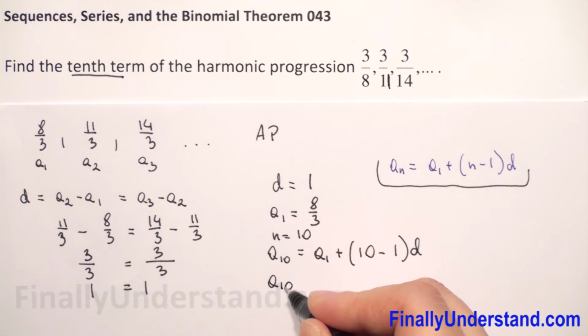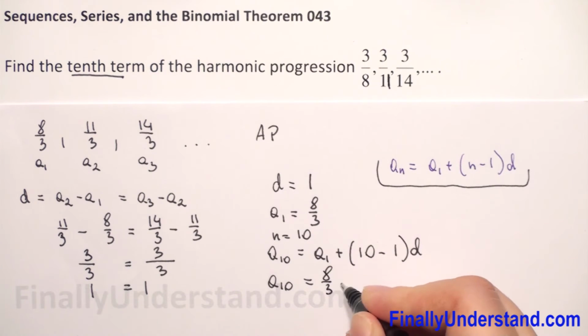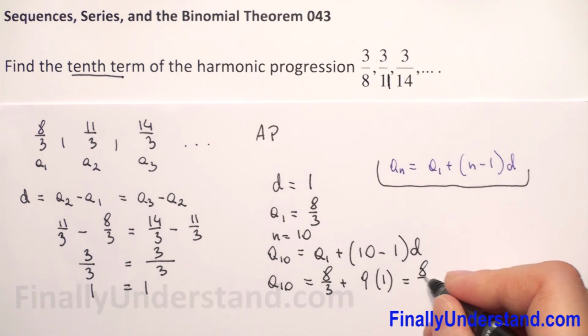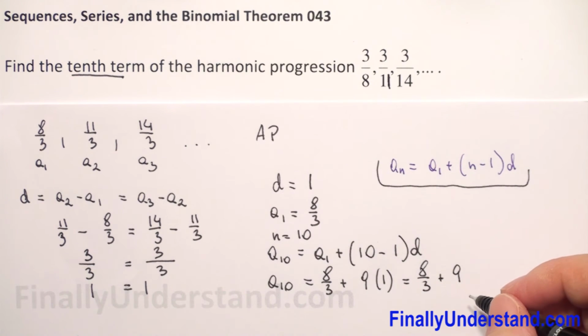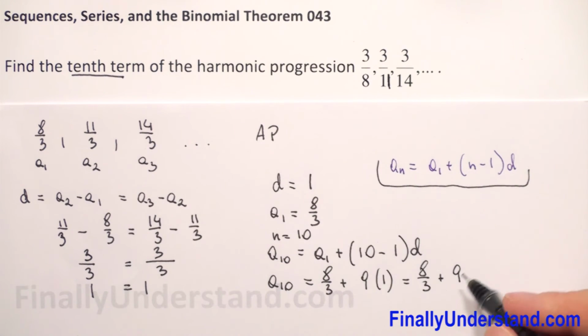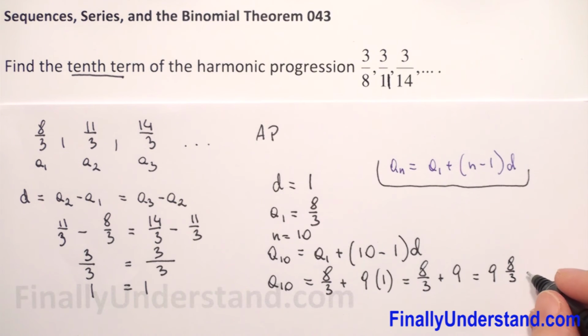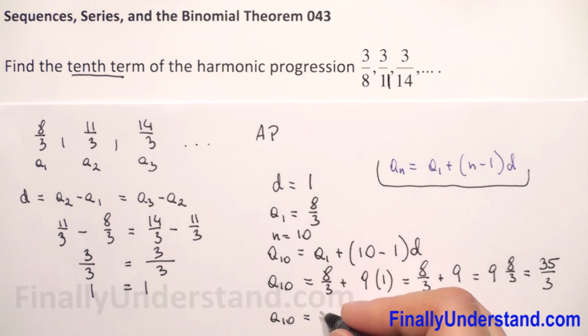So a10 will be what? a1 we have is 8 over 3, plus 10 minus 1 is 9, and d we calculated is 1. So this is equal to 8 over 3 plus 9 times 1 is 9. Because we have fractions here, we will change this to a fraction, because 8 over 3 plus 9 is 9 and 8 over 3. The denominator is 3, we copy it. We have here a mixed number, so we will change it to an improper fraction. 3 times 9 is 27 plus 8 is 35. So we calculate the 10th term of arithmetic progression. This is 35 over 3.